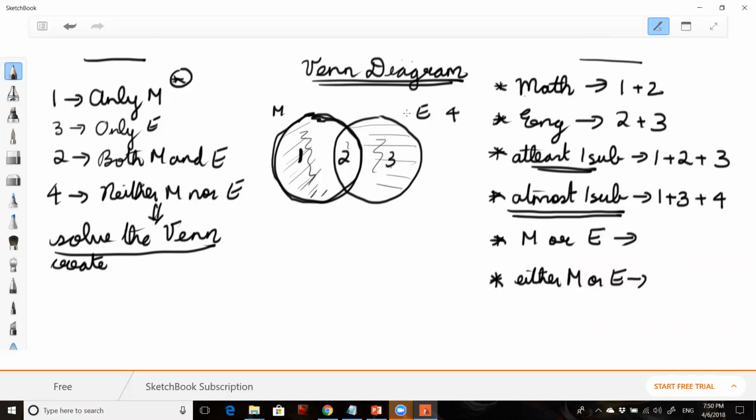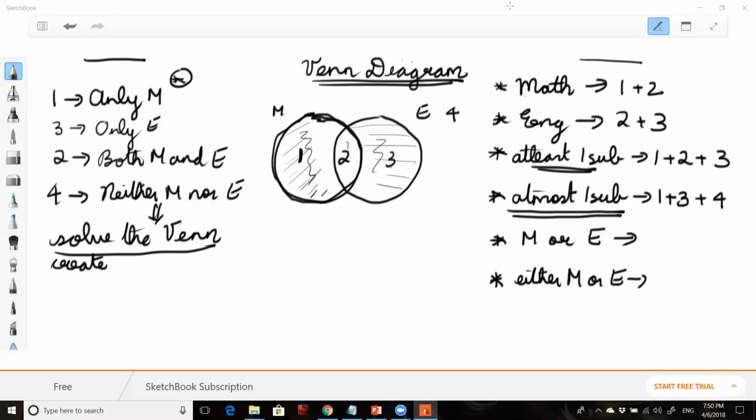So first, what region or regions represent the students who've passed math or English? And what region or regions represent students who've passed either math or English? Guys, think about it. What about math or English?